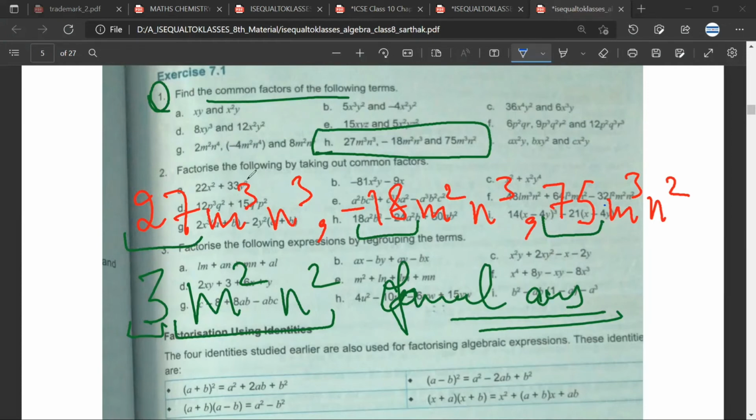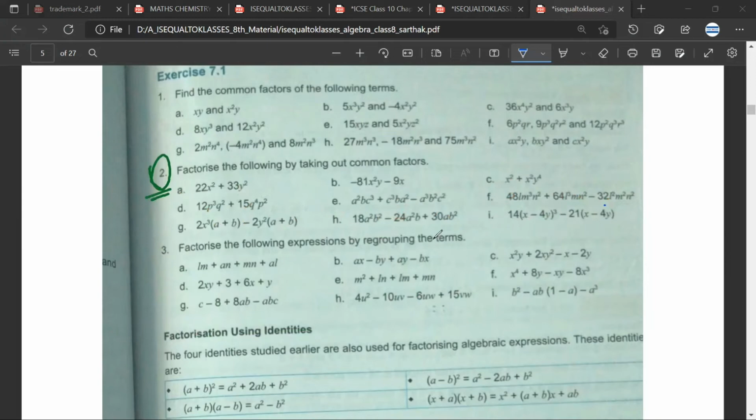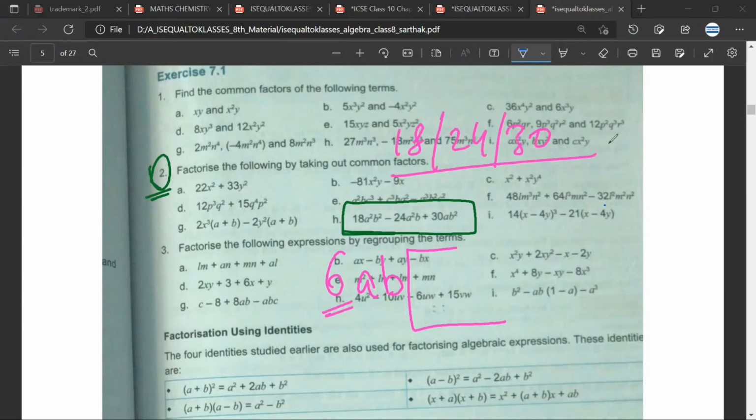So try to do this question number 1. In question number 2, again I'll take the difficult question. Let me take this question first. Can you suggest what will be the common factor, Sarthak? 3AB. Why not 6AB? Do you agree or not agree? You asked for common factors. Yeah, 6 is a common factor. For 18, 24 and 30, the common factor is 6. And AB again is a common factor. Do we agree to this or not?